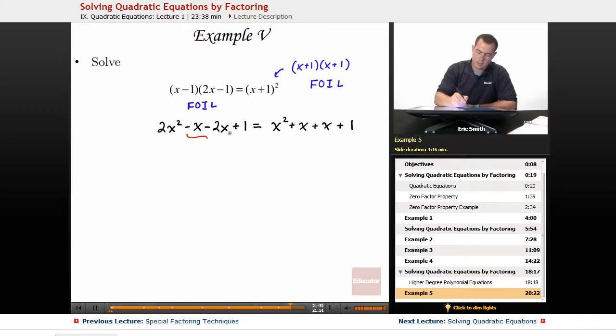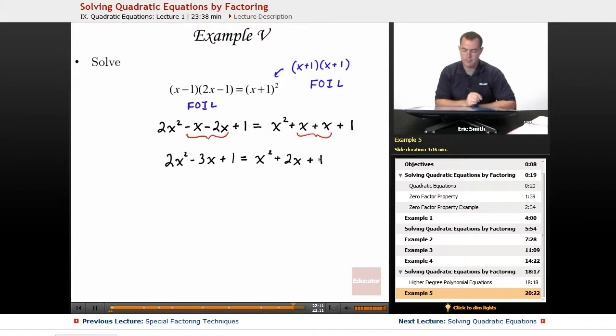Let's combine together these x's and these x's. So 2x squared minus 3x plus 1, all equal to x squared plus 2x plus 1. Alright, now I can see that this is definitely quadratic. I got lots of x squareds, and I have a much better task of getting it all to one side and getting it equal to 0.